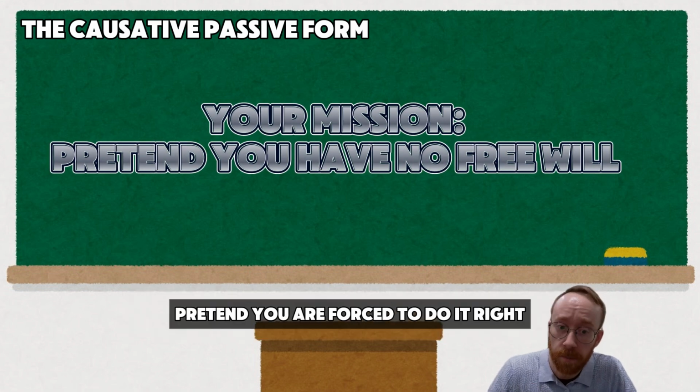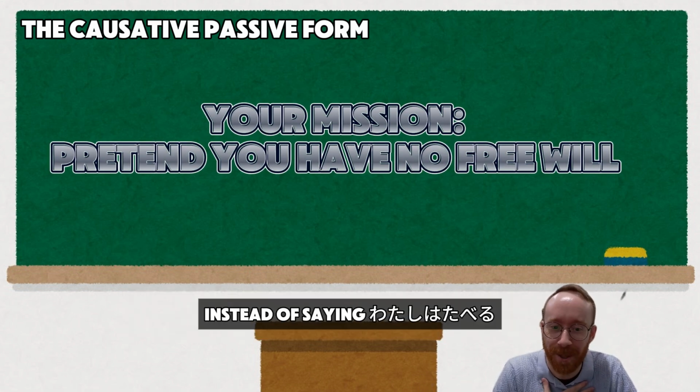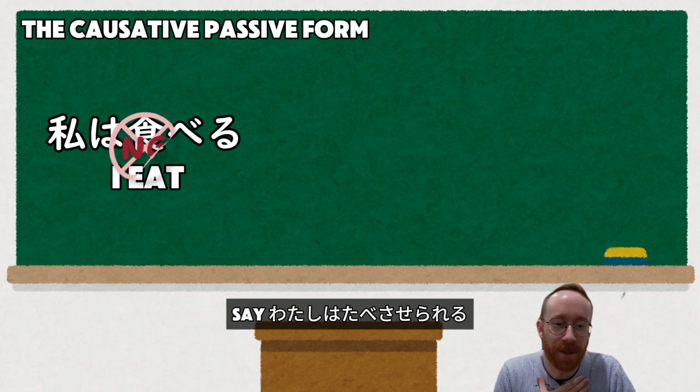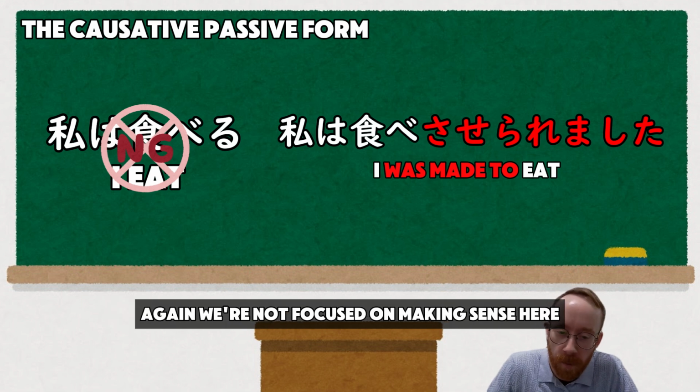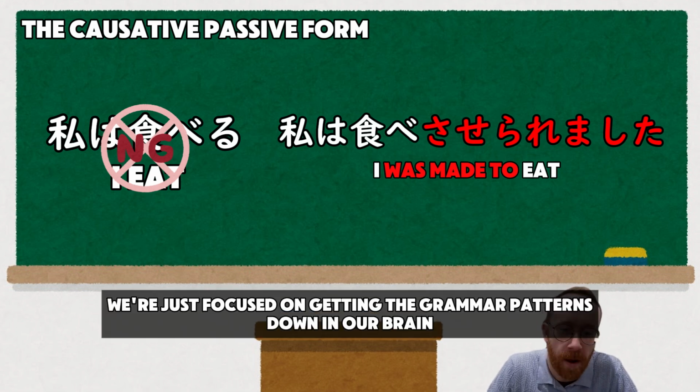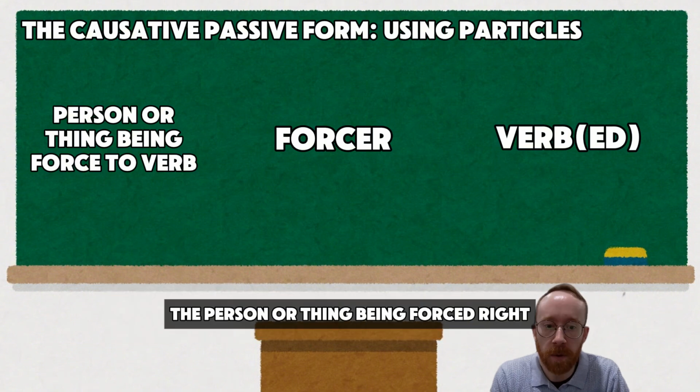Whenever you do something, pretend you are forced to do it, right? Instead of saying watashi wa taberu, say watashi wa tabesaserareru. You're being forced to eat by, like, the biological need to stay alive. Again, we're not focused on making sense here. We're just focused on getting the grammar patterns down in our brain. This one is pretty straightforward in terms of how you do it.